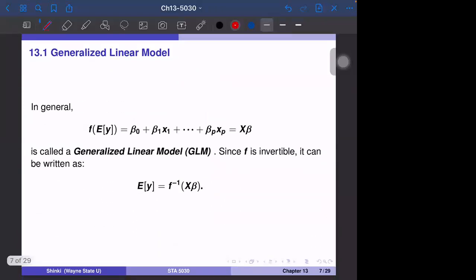In general, we can write f of the expectation of y equal to the linear combination of 1 to xp. We can denote this as x beta. Here x is this vector, maybe I should say x transpose, and beta is beta 0, sorry, beta 0 up to beta p.